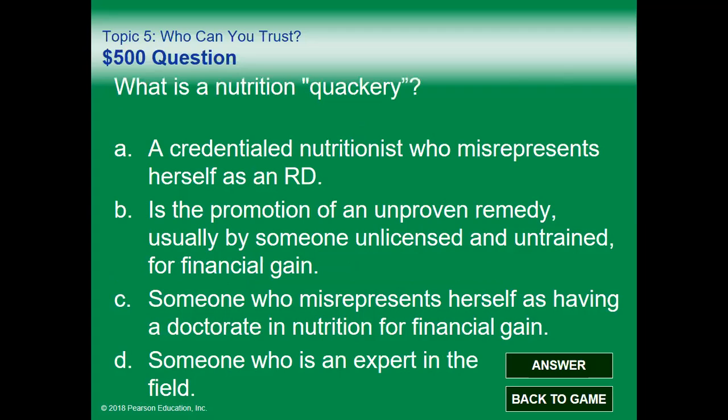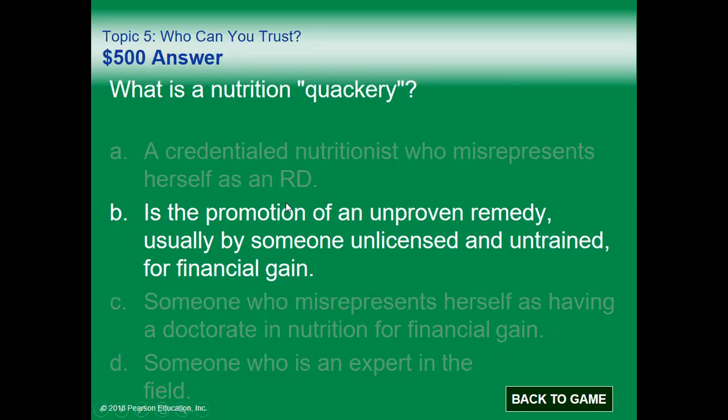What is a nutrition quackery? B. B, the promotion of an unproven remedy, usually by someone unlicensed and untrained for financial gain.